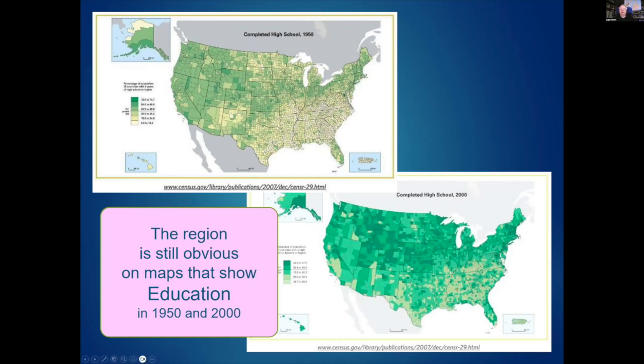Now, the 2000 map does show some of the cities in the South have gotten up to northern levels of education, but large areas of the South are still relatively less educated.